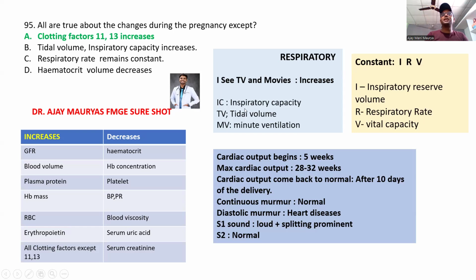And there is one mnemonic called ICTV and movies. IC, inspiratory capacity, tidal volume, and minute ventilation increase, and IRV is constant. It is the inspiratory reserve volume, respiratory rate, and the vital capacity. Please remember this one also, guys.